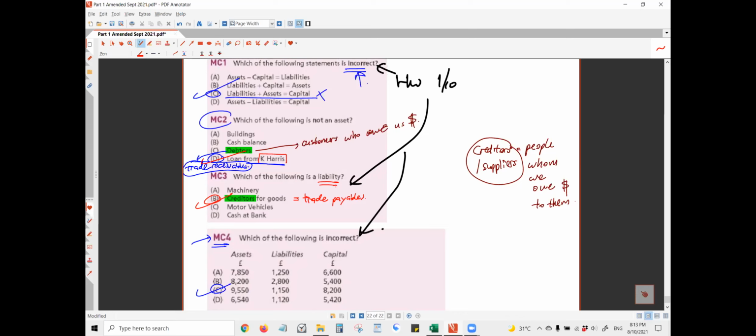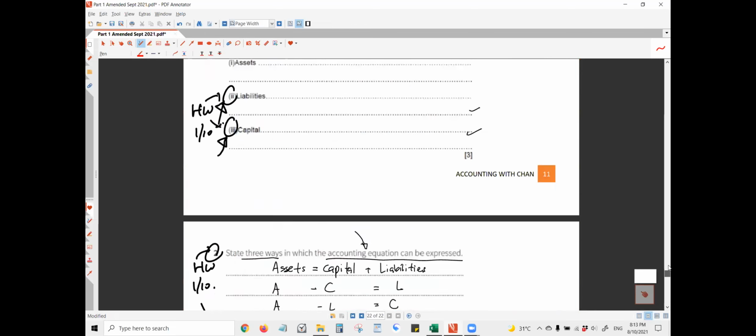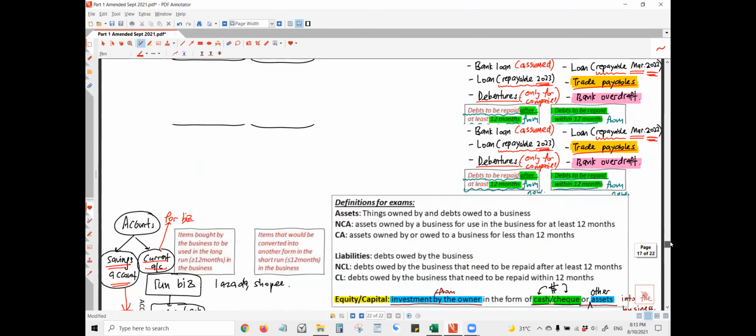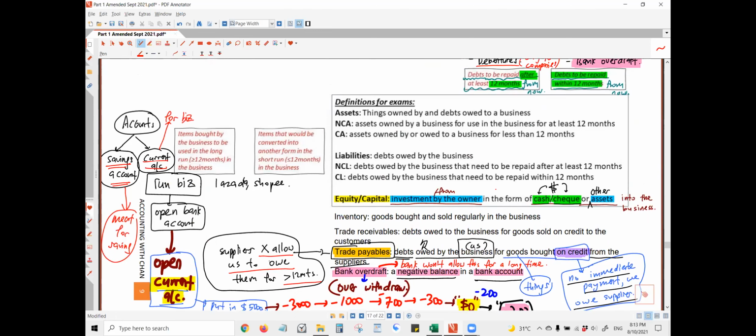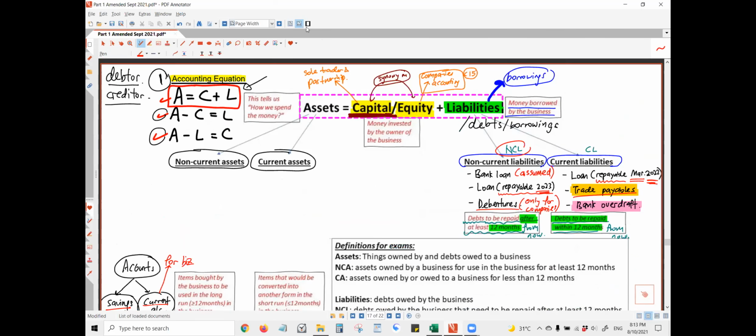So let's learn the last thing of part 1, which we have not done in the last lesson: assets, the two types of assets. Before we go on and finish other questions in part 1, come to this page, page 9. Now let's have a look.